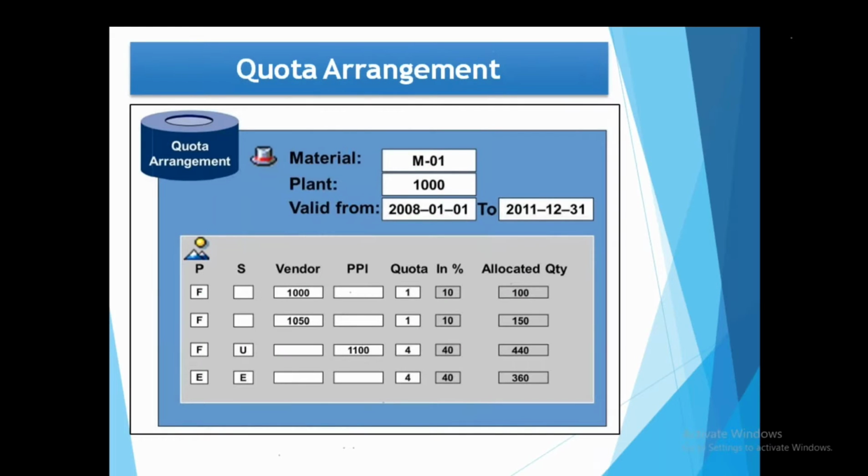Basically, in the quota arrangement you give it like this. You give the material, you enter the plant, and you enter the vendor and his quota percentage. I'll tell you what this allocated quantity is at a later point of time, once we go into the quota arrangement. Basically, for each vendor, you will give some percentage.